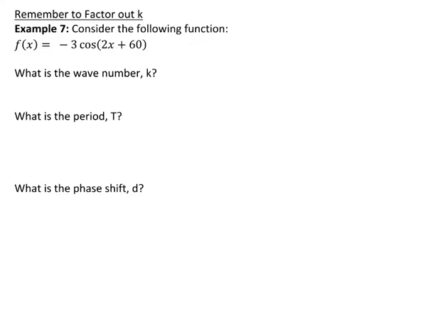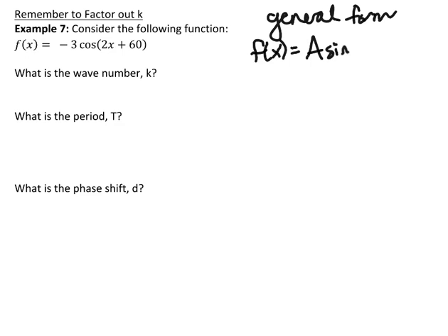All right, one last thing is just to remember to factor out the k. So basically remember that your general form is going to look like this. f of x is a sine of k times x minus d, plus c. Notice the k is factored out. Or this could be a cosine in here, same idea, but the k is factored out. So you'll want to remember to do that.